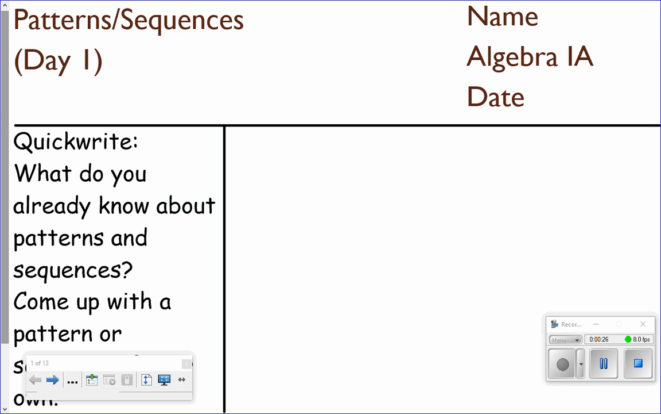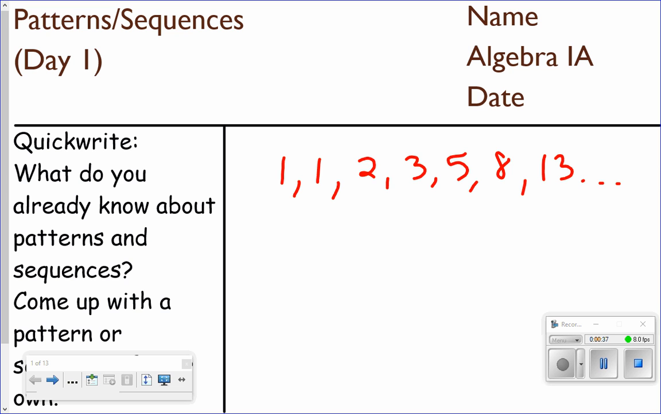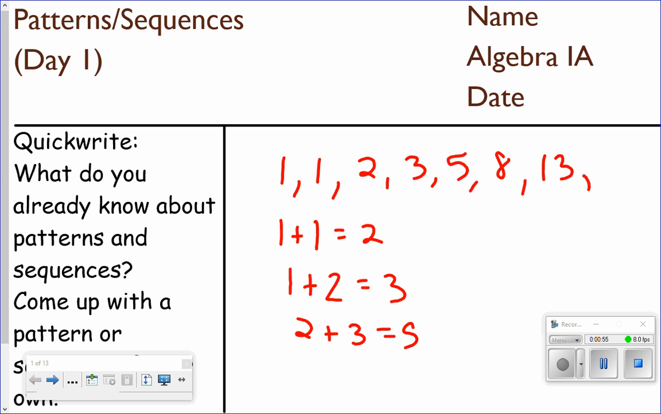One that I particularly like, and one you may have seen, is the Fibonacci sequence. It looks like this. It's a list of numbers where you get the next number by adding the previous two. So for example, 1 plus 1 is equal to 2, 1 plus 2 is equal to 3, 2 plus 3 is equal to 5. So this is a list of numbers that I can get from adding the prior two numbers. So the next number in the sequence would be 8 plus 13 is 21. So this is actually a very popular, very common pattern that we see all the time.